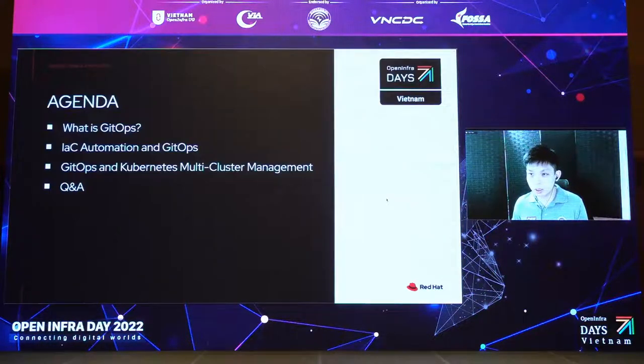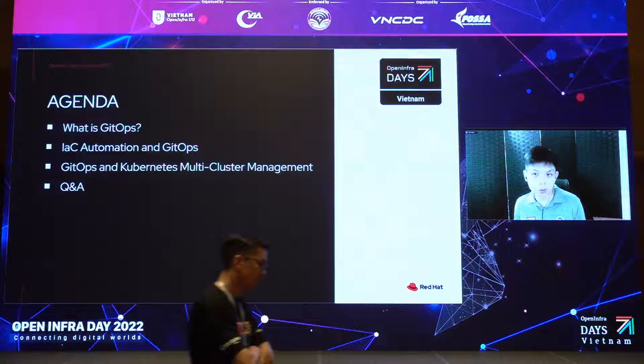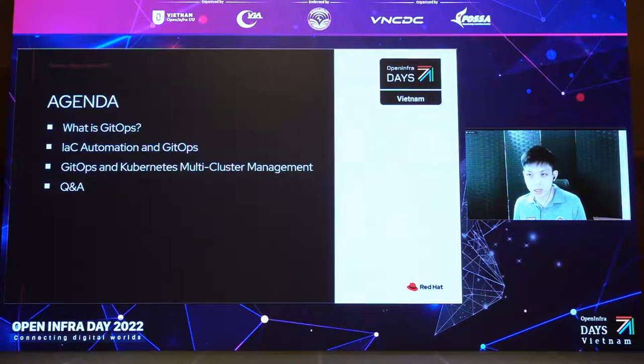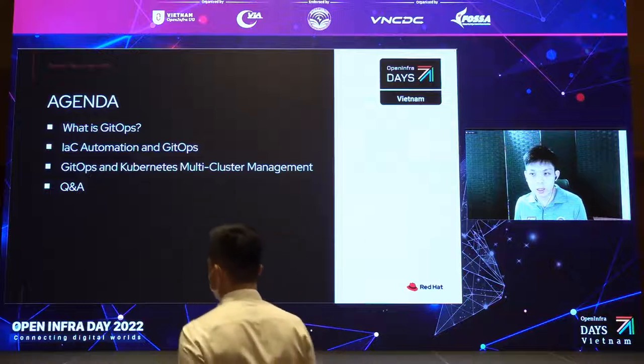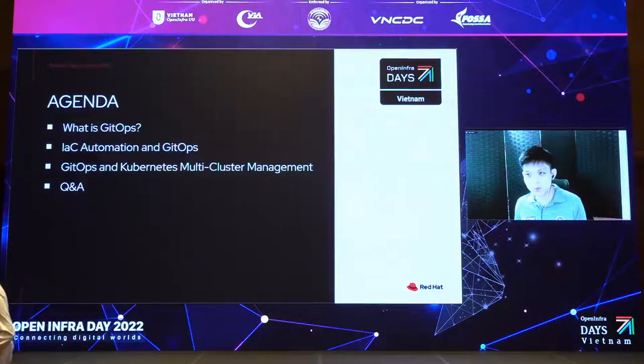So the agenda for today, we will look at what is GitOps, we'll look at IaC automation in GitOps, and we'll look at GitOps, Kubernetes, multi-cluster management, and what, for instance, Red Hat is doing in this space. And of course, we'll end off with a Q&A. If anyone has any questions, feel free to just raise the questions.